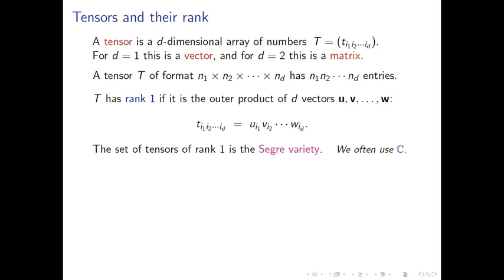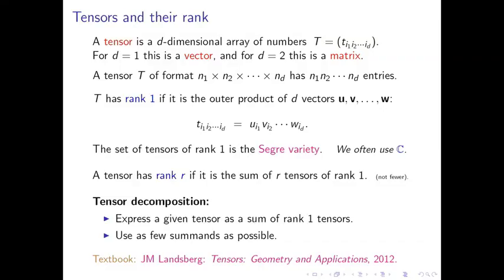And I will jump back and forth in this talk between the real numbers and the complex numbers. We already did that when we talked about the 3 by 3 matrix, because it could happen that a real matrix has complex eigenvalues. Now a tensor has rank r if it's the sum of r tensors of rank 1, not fewer. So this is the same definition. One of many equivalent definitions for the rank of a matrix is the smallest number of rank 1 matrices you need to decompose your matrix into. It's the same definition for tensors.